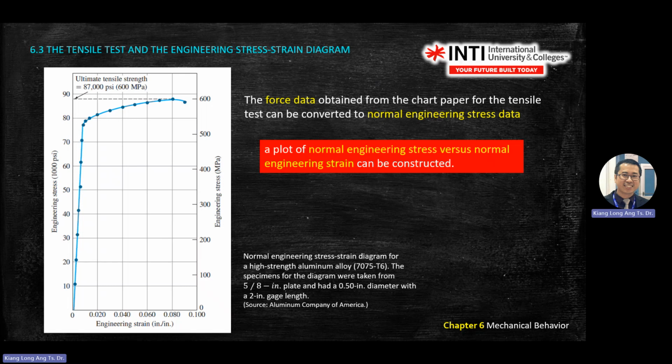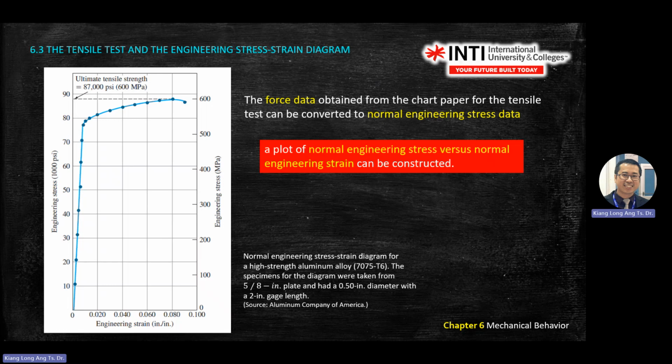Okay, so you can see here there's the ultimate tensile strength, UTS, the maximum point you have on the curve. In this example it is 87 megapascal.